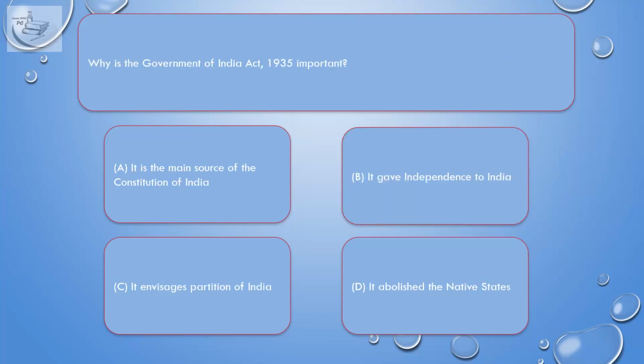Question: why is the Government of India Act, 1935 important? A. It is the main source of the Constitution of India. B. It gave independence to India. C. It envisages partition of India. D. It abolished the native states. Correct answer is A. It is the main source of the Constitution of India.